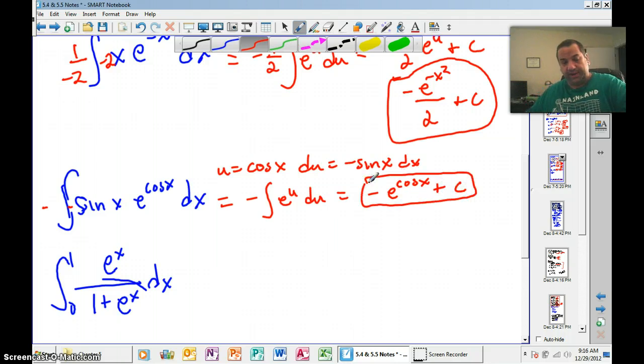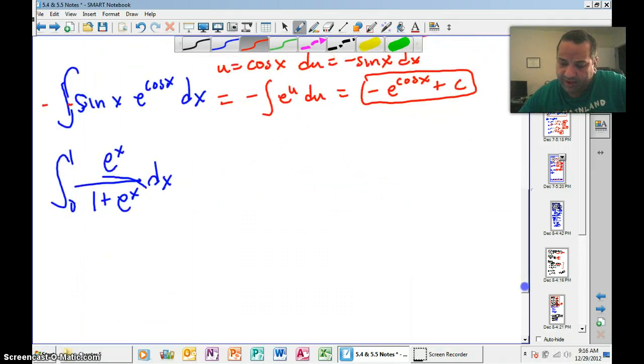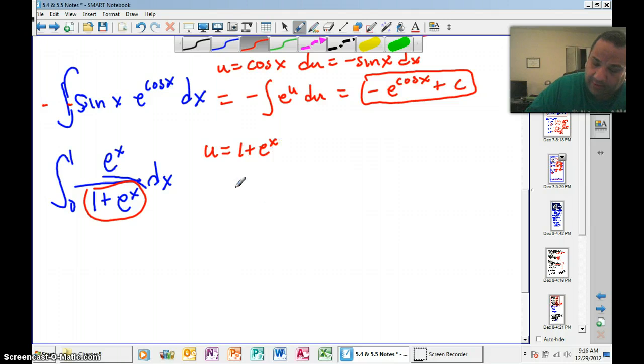I replaced the u back in. Now this one's a little different because I'm doing a definite integral. So let's see what we got here. If I let u equal everything on the bottom, u equals 1 plus e to the x. When I take the derivative, the derivative of 1 is 0, but the derivative of e to the x is e to the x. So du is equal to e to the x dx.